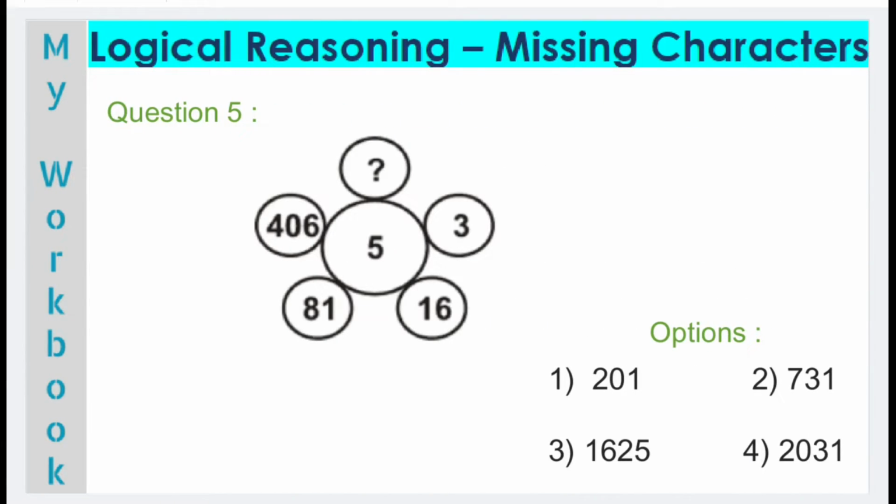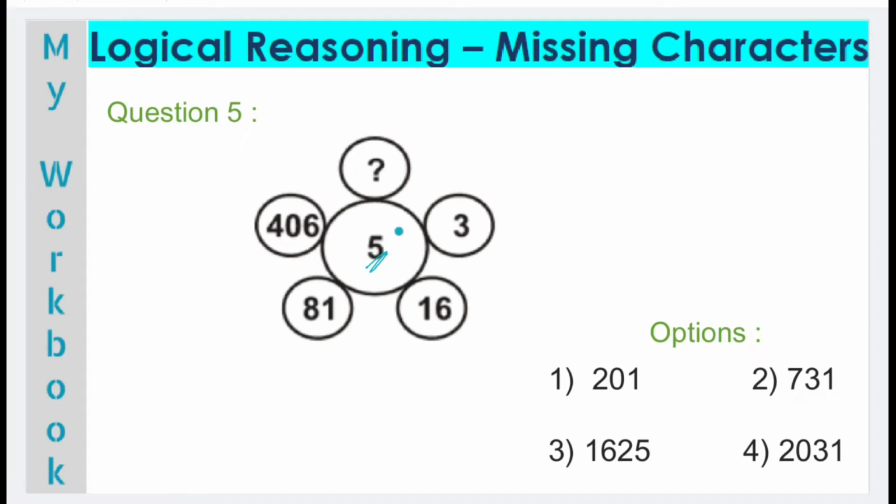Next, question number 5. Here again, there is a middle number 5, and it is surrounded by numbers 3, 16, 81, 406. Not all of them are perfect squares. The options are also not perfect squares: 201, 731, 1625, 2031. As I said before, whenever there is a number given in the middle, pay more attention to that number. It will play a major role.